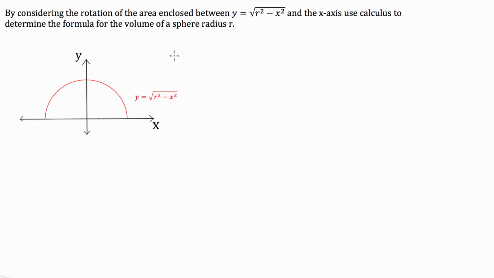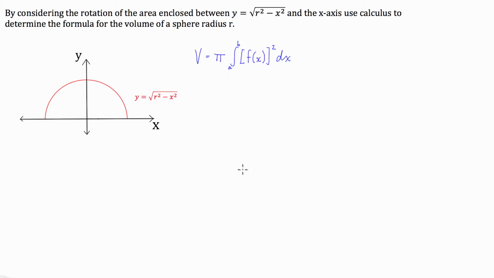Okay, we've been given a question where we're asked to rotate a function, namely the square root of r squared minus x squared, around the x-axis and use this to determine a formula for the volume of a sphere of radius r. I think it's worth noting that the volume of rotation of a function can be determined using this formula: pi times the definite integral from a to b of the function that we've been given, squared, dx.